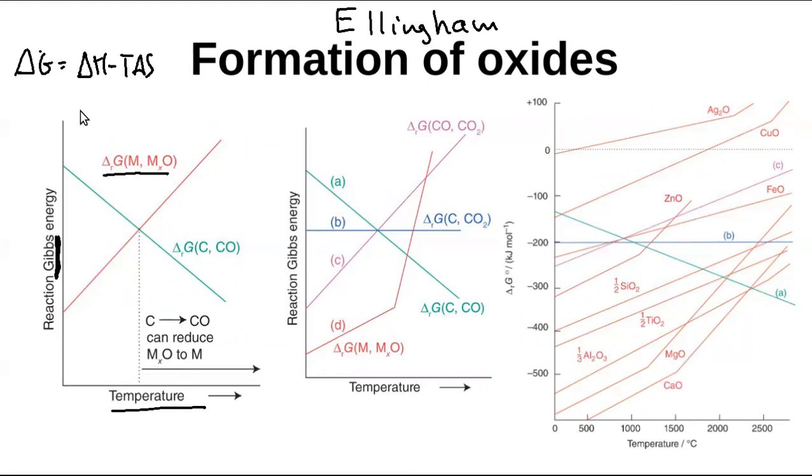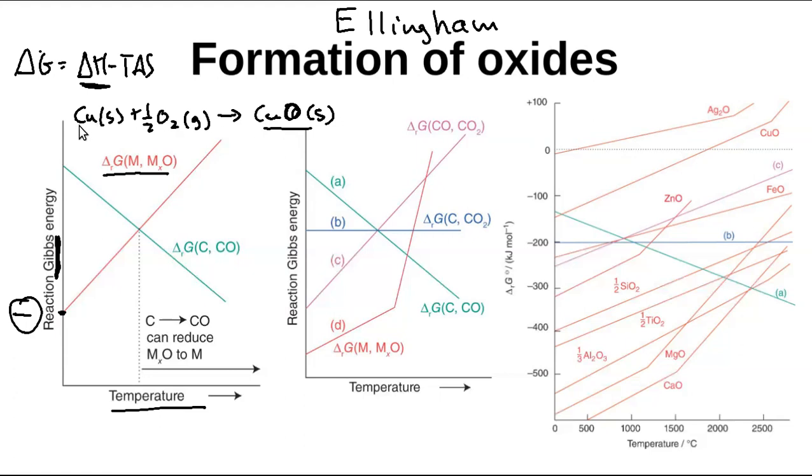Suppose that we have some kind of metal. We take copper solid plus half oxygen gas to copper oxide solid. So delta H is probably negative. Probably. Otherwise, it's not a stable oxide.